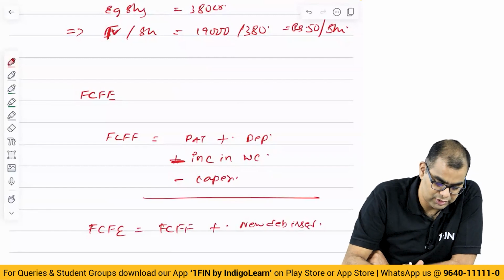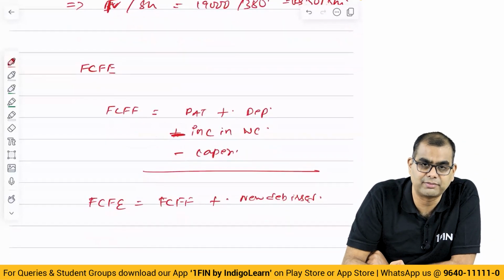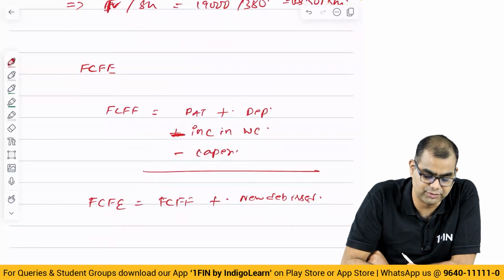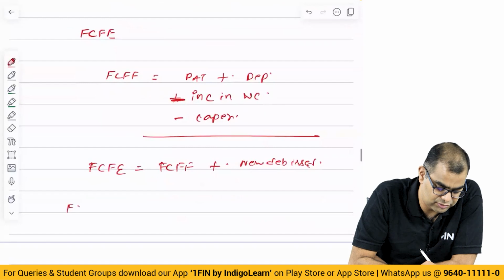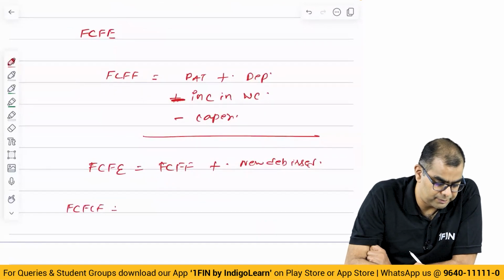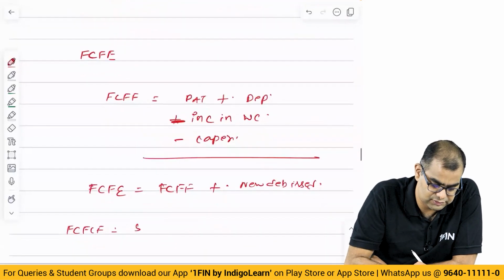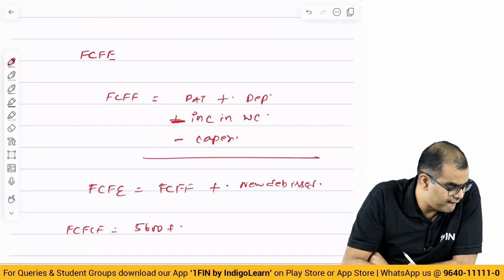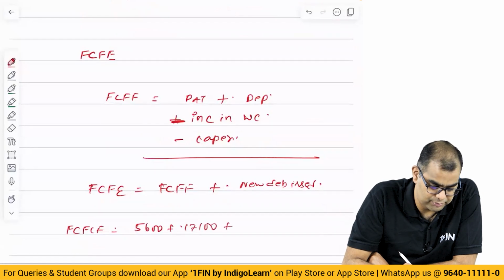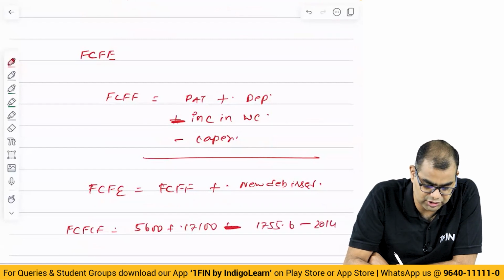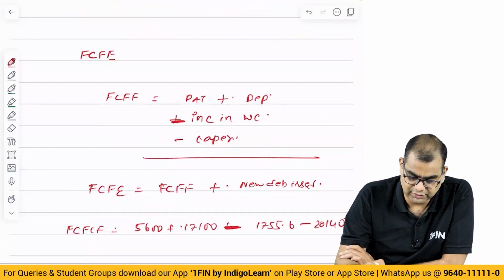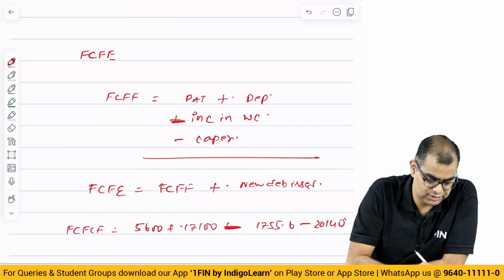Any other data points? No. In this context you may also have other changes, plus interest and all those, but in this particular question, this is what it is. So FCFF is equal to PAT, 5,600, plus depreciation 17,100, minus increase in working capital 1755.6, minus capex 20140. So 5,600 plus 17,100 minus 1755.6 minus 20140 is 804.4 FCFF.